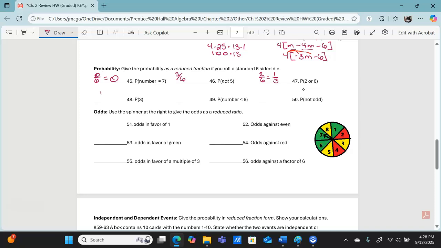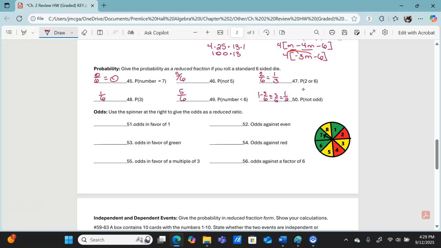Probability of getting a 3 would be 1 out of 6. The probability of getting a number less than 6 would be 1, 2, 3, 4, and 5. So that would be 5 out of the 6. And the probability of not getting an odd would be the evens. So that would be 3 out of the 6. Or you could say 1 minus 3/6. Do your complement. That would give you 3/6, which would be 1/2.